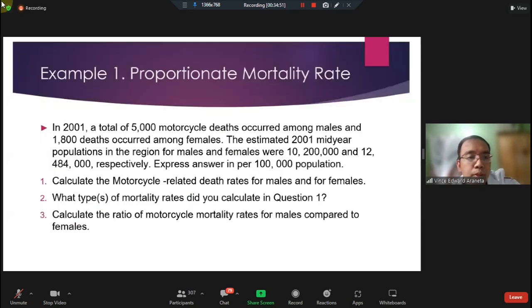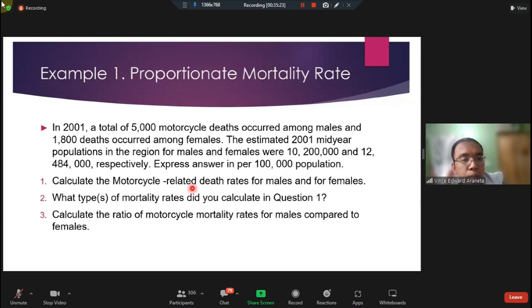So in this example, maybe you could calculate or answer this. In 2001, a total of 5,000 motorcycle deaths occurred among males, and 1,800 deaths occurred among females. The estimated 2001 mid-year population in the region for males and females were 10.2 million and 12,484,000 respectively. Since it's a very small number, express the answer per 100,000 population.